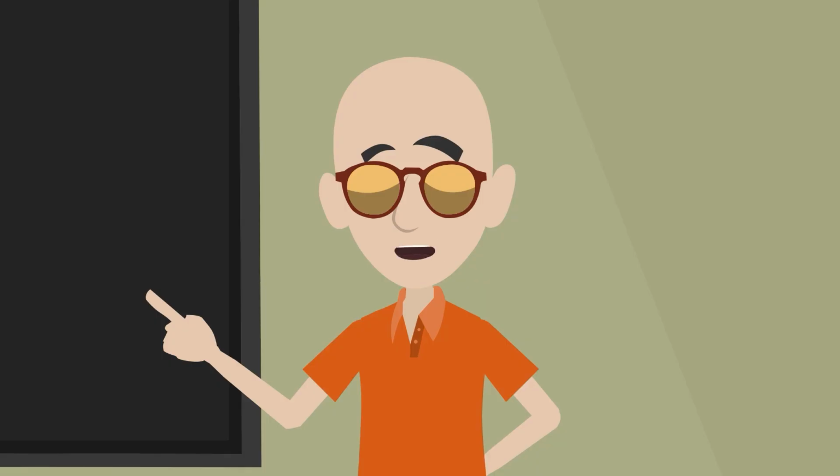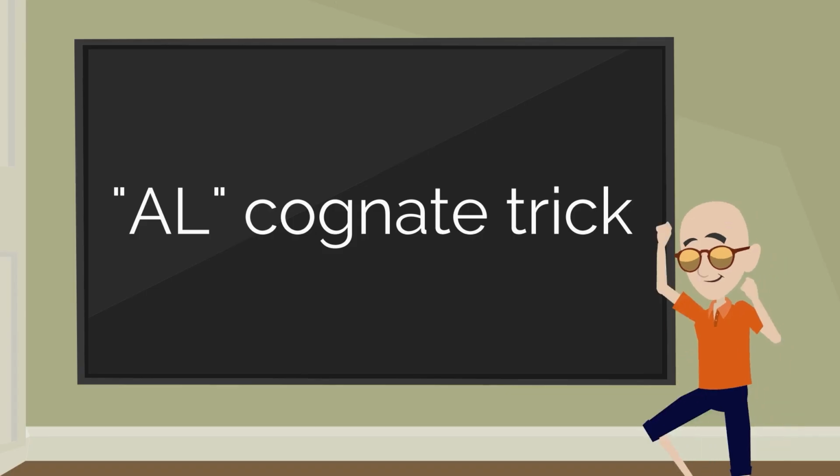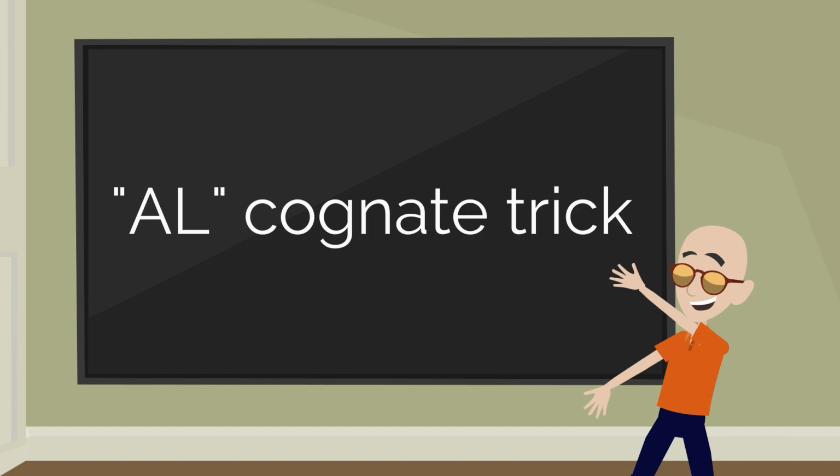Now that you know what the vowels sound like, you need a few words to practice them with. Well, earlier I showed you words that were identical between English and Spanish, and those are called cognates. They're words that are either the same or very similar because the two languages share them. Well, I'm going to teach you your first cognate trick. It's called the AL cognate trick, and it works like this.